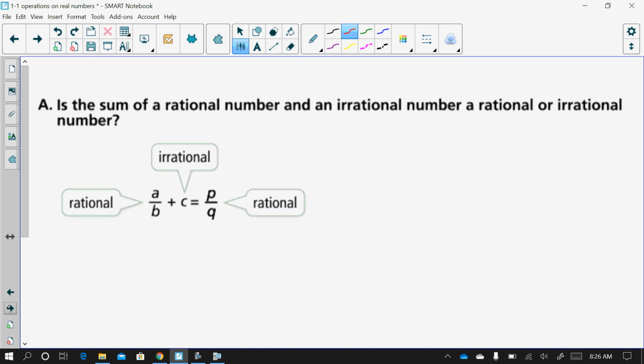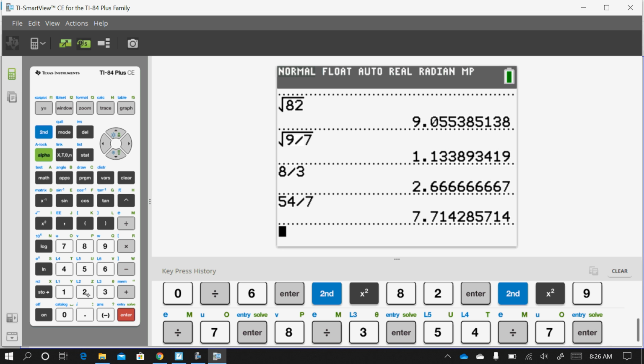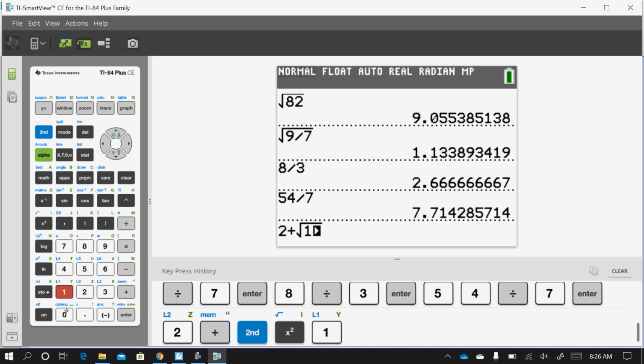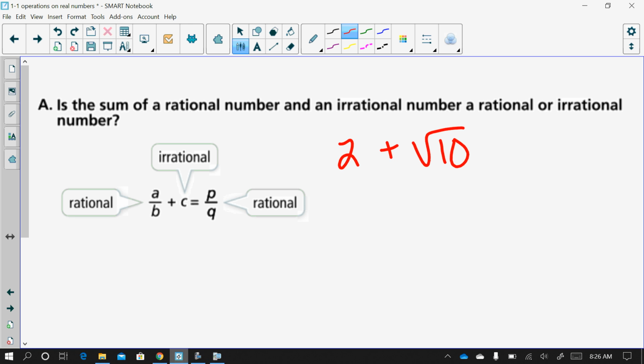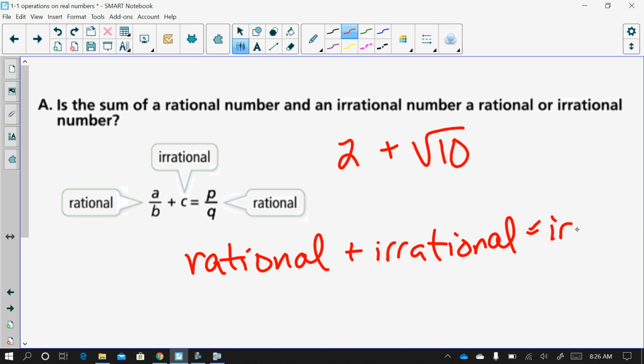Then they want to talk about rational plus an irrational. This would be something like 2 plus the square root of 10. Is that going to be rational or irrational? Well, if I throw it in my calculator, 2 plus the square root of 10, I get a decimal that goes on and on forever. So to me, that looks like it's going to be irrational. Big thing to take away here: rational plus irrational will always equal irrational.